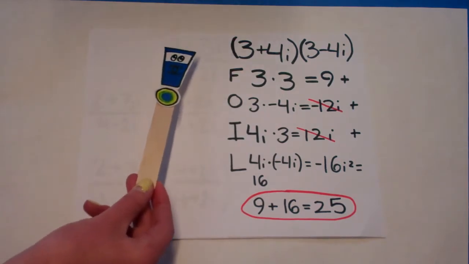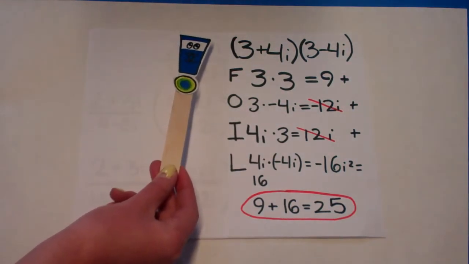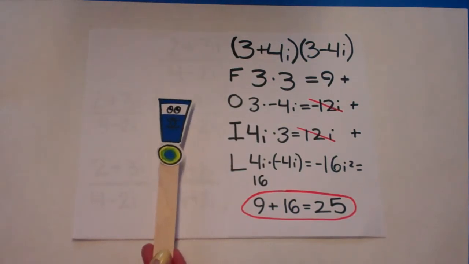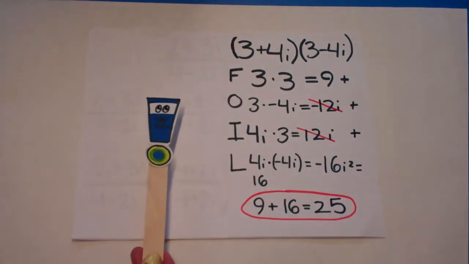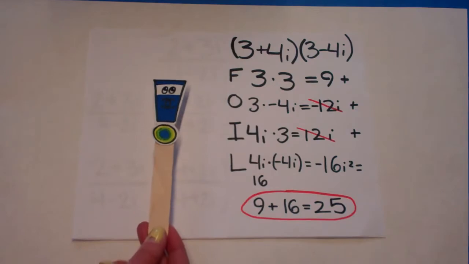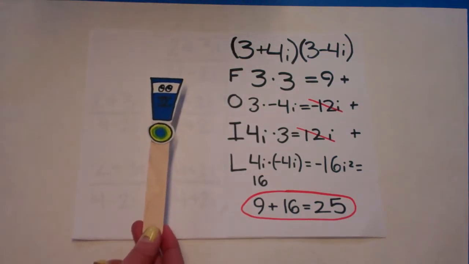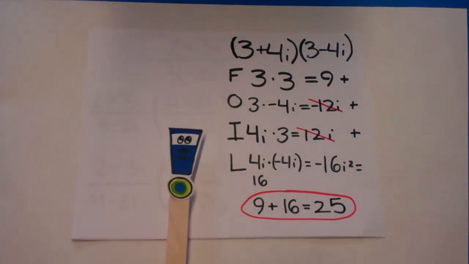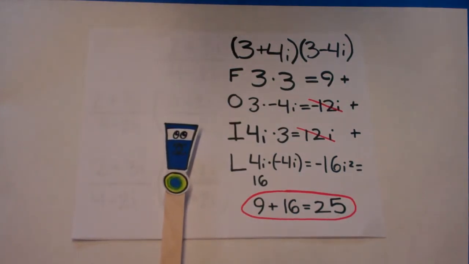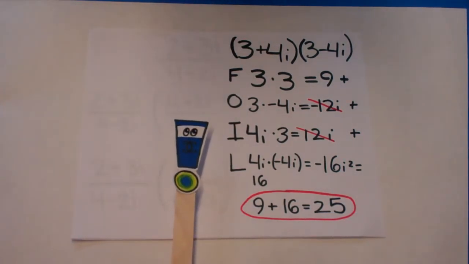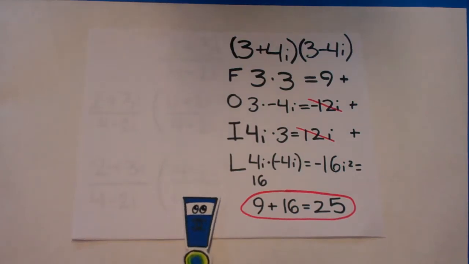First, multiply the first numbers inside each of the parentheses together to get 9. Then, add this to the product of the first and last numbers, negative 12i, the product of the inner numbers, 12i, and the product of the last numbers in each of the parentheses, negative 16i squared. Because i is equal to the square root of negative 1, i squared is negative 1, which means that the sign of negative 16 is reversed. Also, 12i and negative 12i cancel one another out, so the final equation is 9 plus 16, which equals 25.